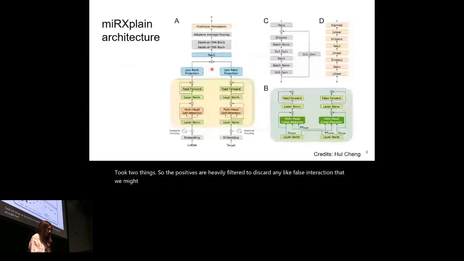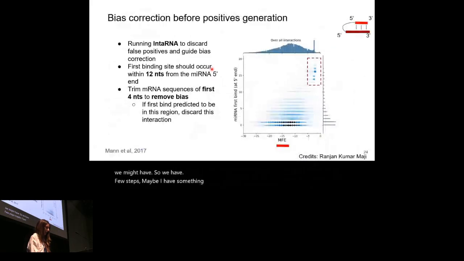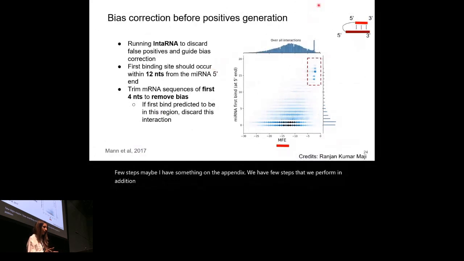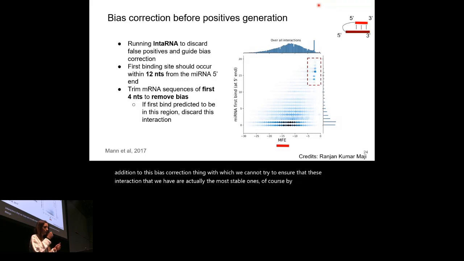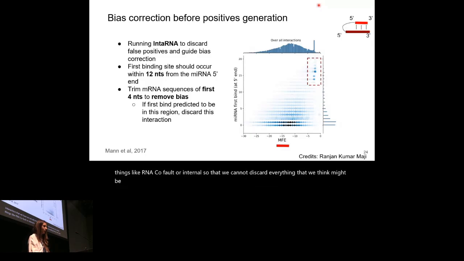So we have a few steps, maybe I have something in the appendix. We have a few steps that we perform in addition to this bias correction, with which we try to ensure that the interactions that we have are actually the most stable ones, by proxy, running things like RNAcofold or IntaRNA. So that we discard everything that we think might not be as stable, or that was captured by CLIP-L but maybe is not real.